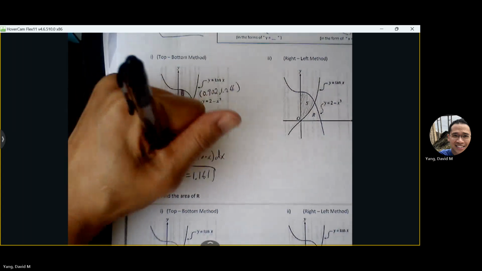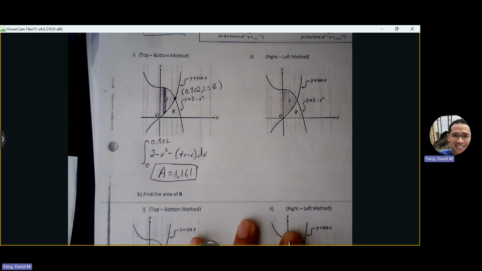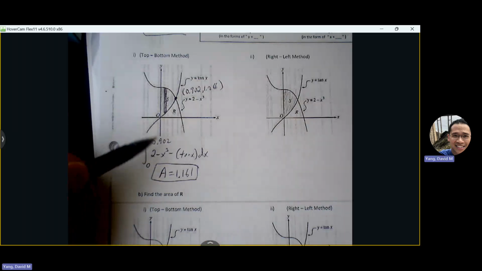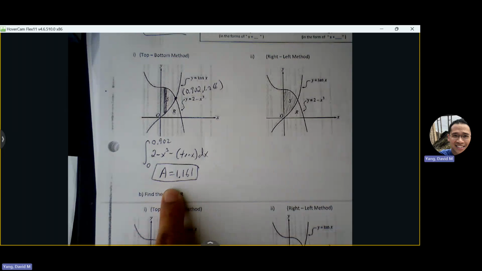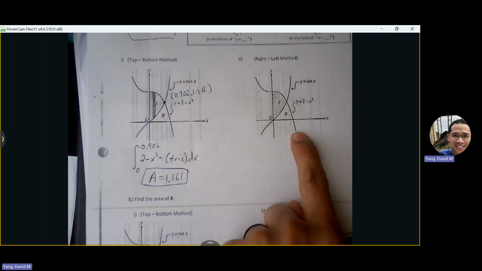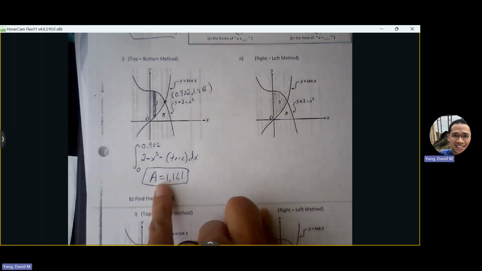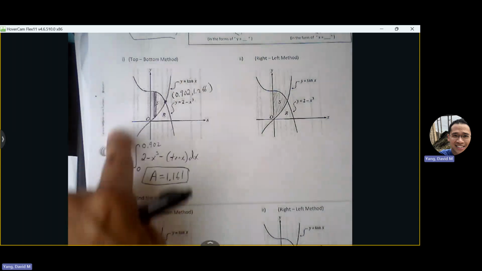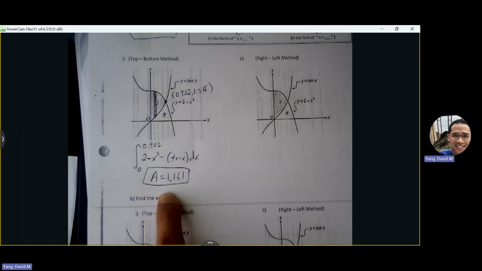All right, so if this were the AP exam, you'd do it this way because it's just so much faster, right? But we're going to practice using a right minus left method for region S. Same region, we should get the same answer, but a different orientation. Any questions though with top minus bottom?